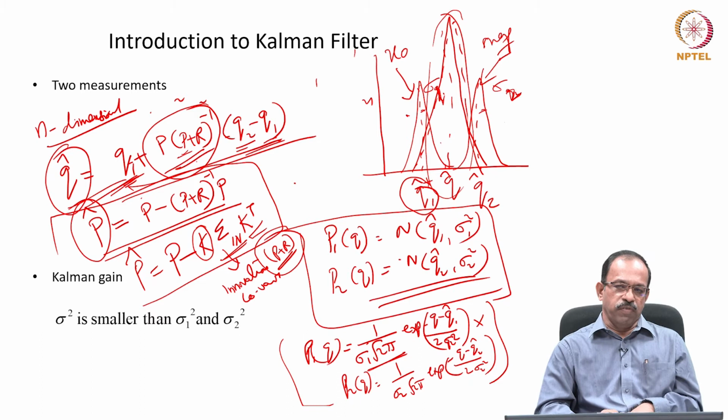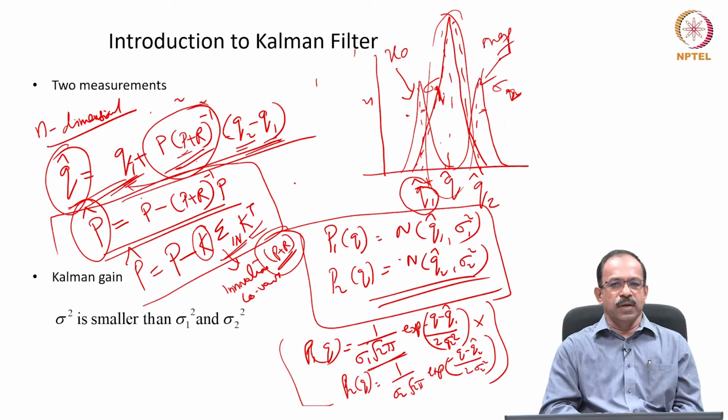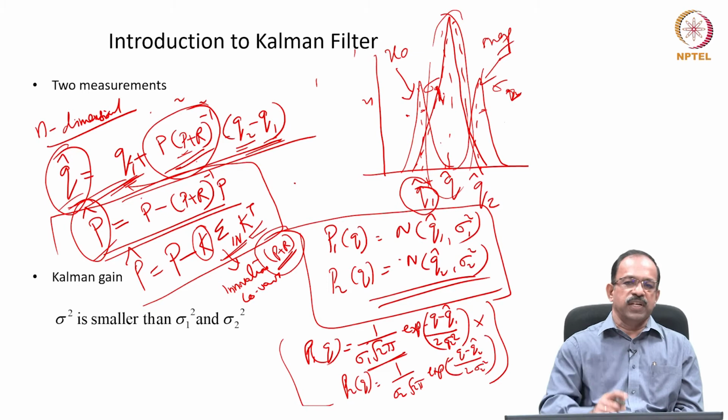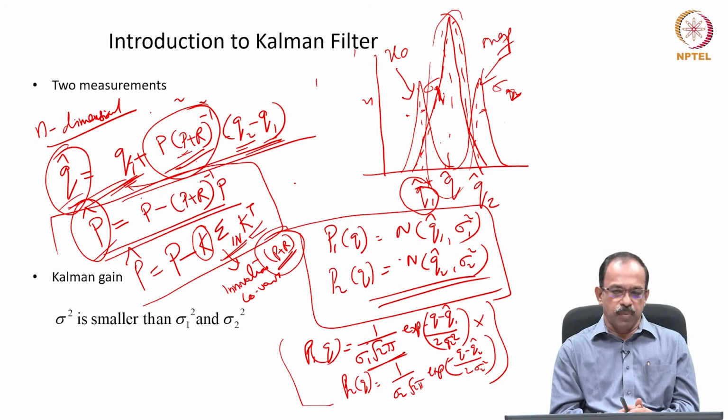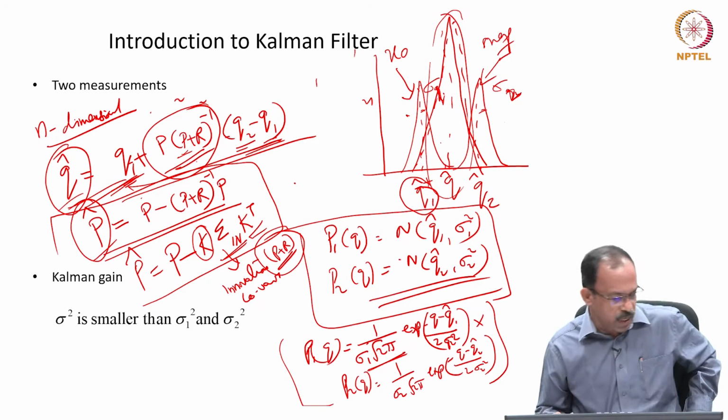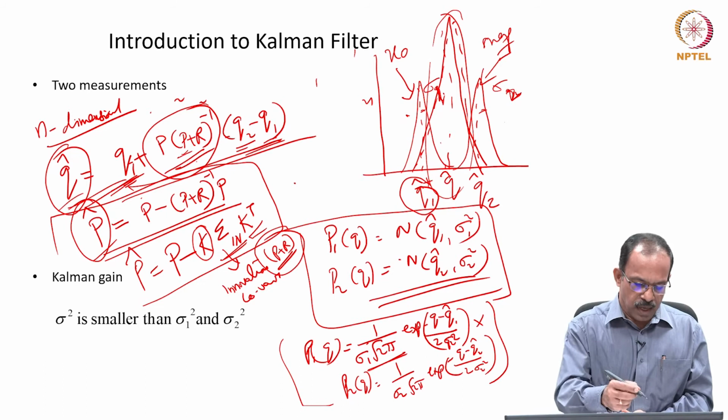Once you have these two pieces of information, you will be able to get a Kalman filter based estimate, which will have a new mean and a covariance. This new mean will be better than the previous two measurements, and the new covariance will be smaller than those of the two measurements. So you will have a much better estimate, with much less error in the estimated position of the robot. That is basically how we do Kalman filter based localization. I hope you understood this.